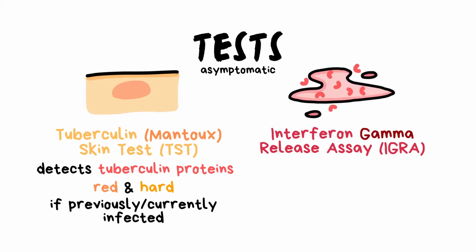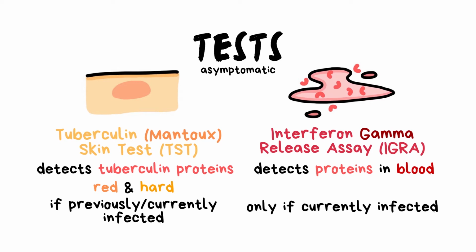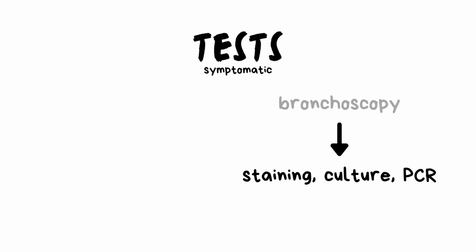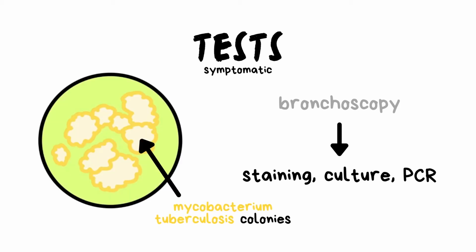Another test is the interferon gamma release assay, which detects the presence of the tuberculin proteins in the blood. This test is way more specific and is usually performed in a laboratory environment. The interferon gamma release assay helps in detecting patients only if they are currently infected with the tuberculosis bacterium. For symptomatic patients, a bronchoscopy is usually used, followed by staining, culture, and PCR. Mycobacterium tuberculosis colonies are usually yellow in color, and they grow in clumps, as you can see in this agar jelly.